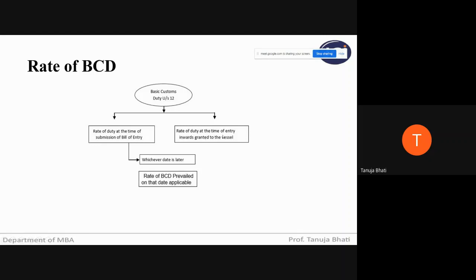The rate of duty at the time of entry inward granted to the vessel. First you have to compare the two time periods: one is when the bill of entry is submitted, and the other is when the entry inward was granted to the vessel.